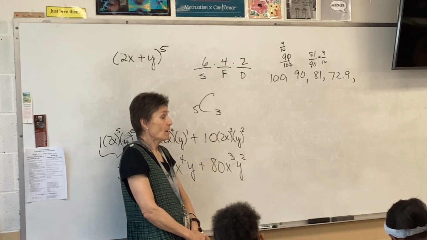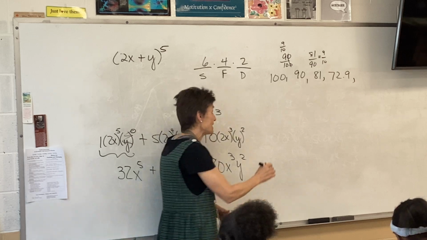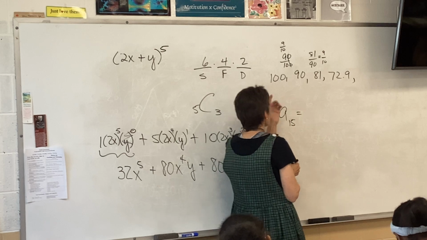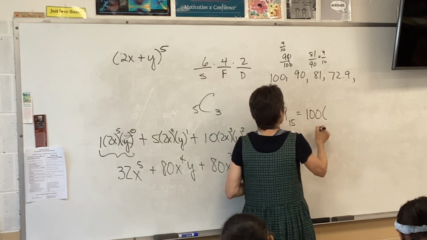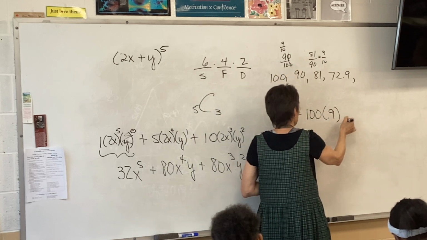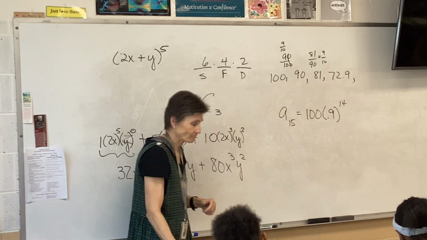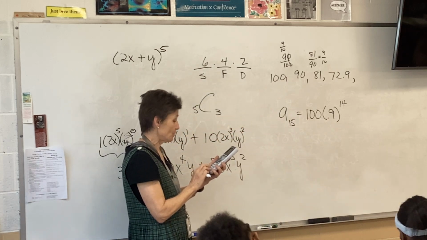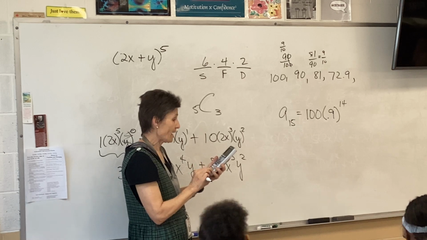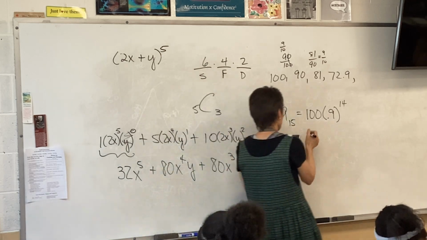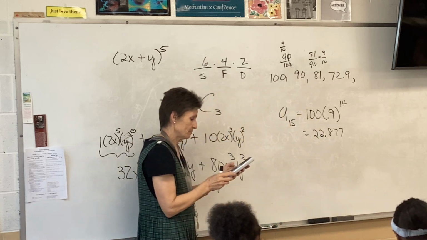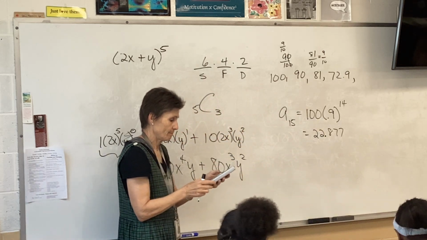So, I want which term? The 15th. It's geometric. So that formula says take the first term times the ratio, which is 9/10, to the 14th power. That's your formula. So you don't have to memorize them, but you might want to get that list out so you have it. It looks like about 22.877 if I round off.